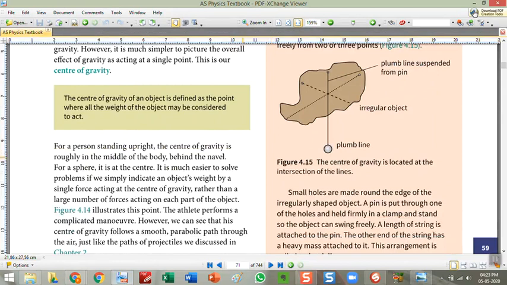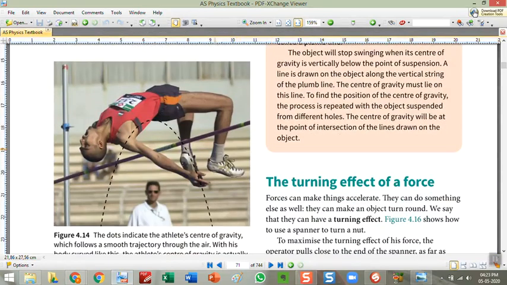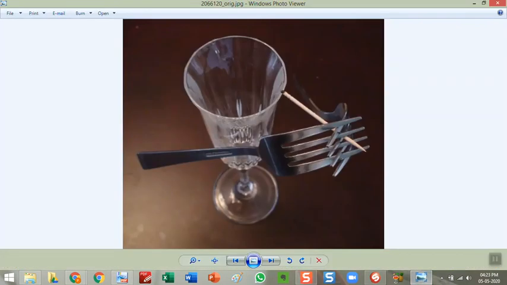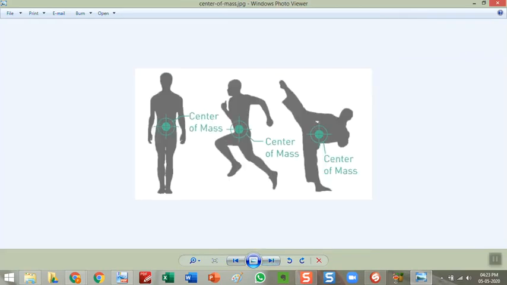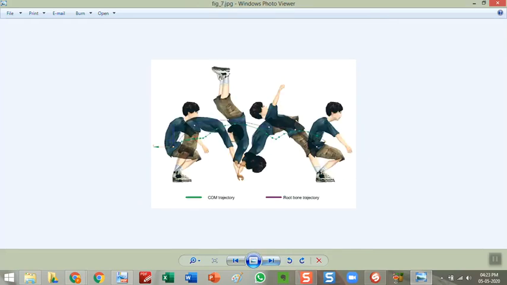So if we look at the center of gravity, we've looked before at how high jumpers manipulate it. What they do when they arch their back is they actually lower their center of gravity. Here there's another example of two forks hanging on a toothpick on a wine glass. We have manipulated the center of gravity so that it is right here on the edge of the glass. If we move a bit back, we can see that a person's center of mass can also be varied depending on the motion that you're doing.